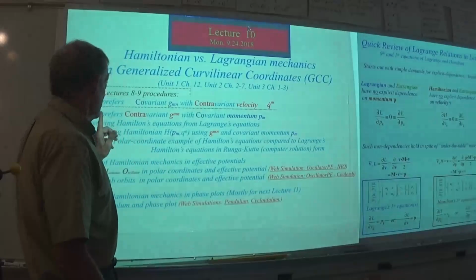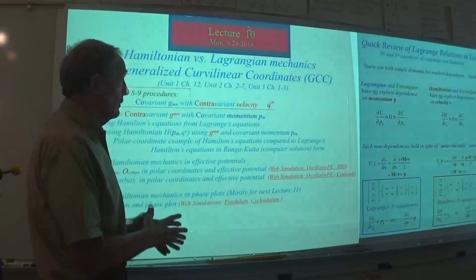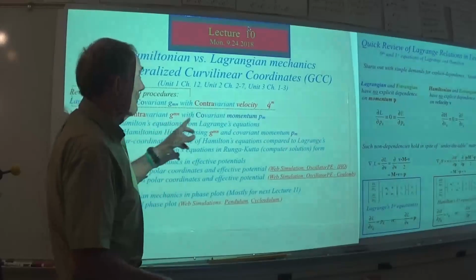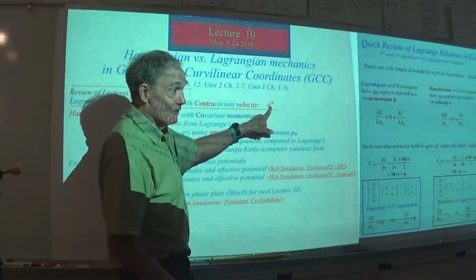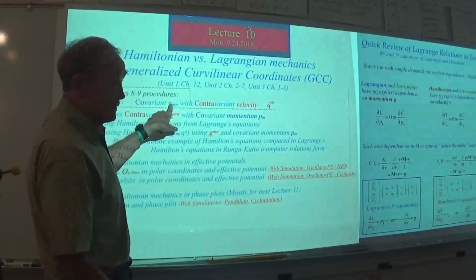The Hamiltonian that we're going to develop today using this GCC is the same deal, except now we find a covariant thing here, that's the momentum, and we use a contravariant metric.